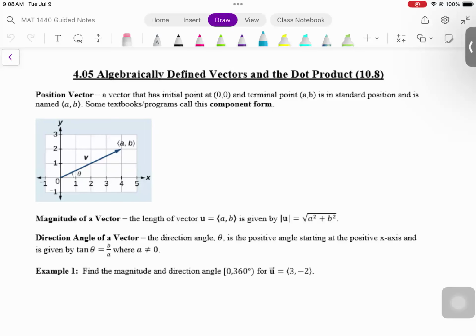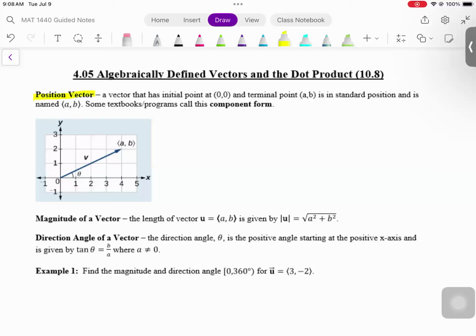In this video, we're going to look at algebraically defined vectors and the dot product between two vectors. In our last video, we did look at vectors. We introduced them. We were looking at this geometric defined vector. So we were using them to find things like resultants and equilibrants, setting up images involving bearings. In this video, we're going to look at it a bit more abstractly.